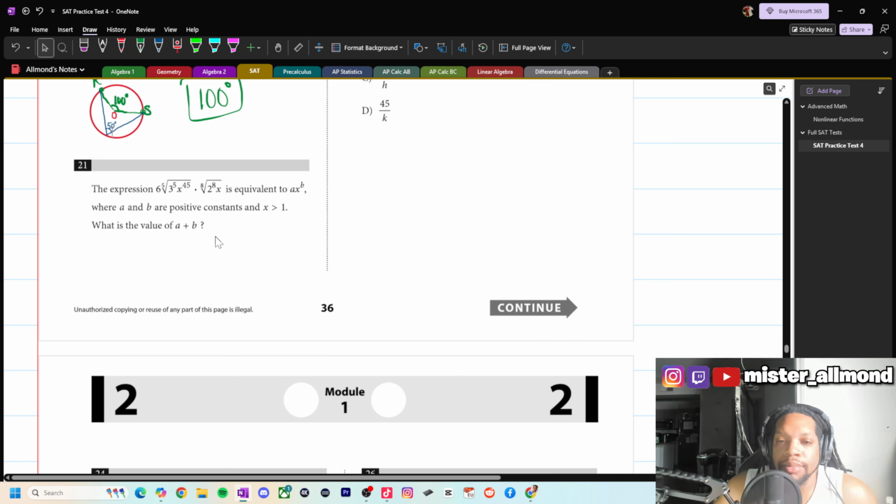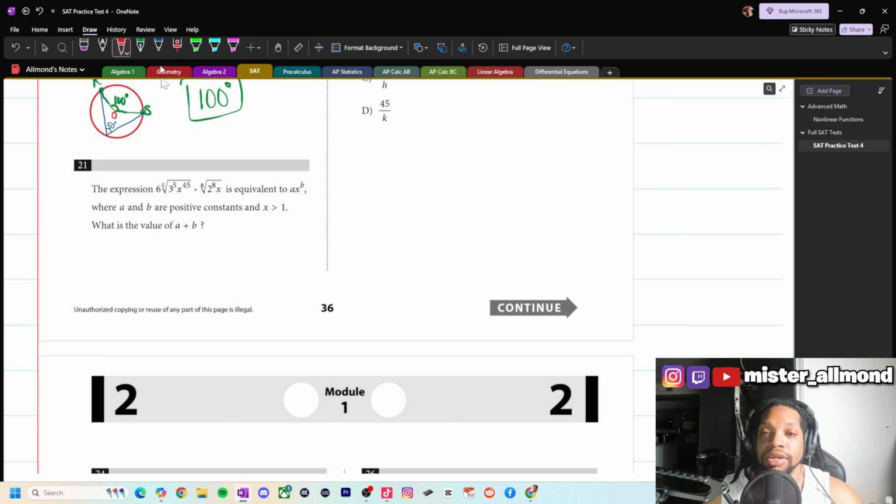But all right, number 21. Properties of radicals and exponents is what this looks like, maybe. Let's see. The expression is equivalent to ax to the b, where a and b are positive constants and x is greater than 1. What is the value of a plus b? All right, let's try it. This one, I feel like I can sense a little jump in difficulty.